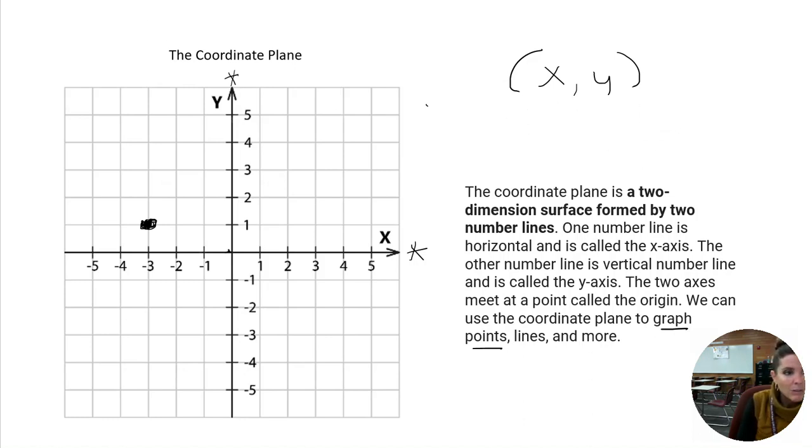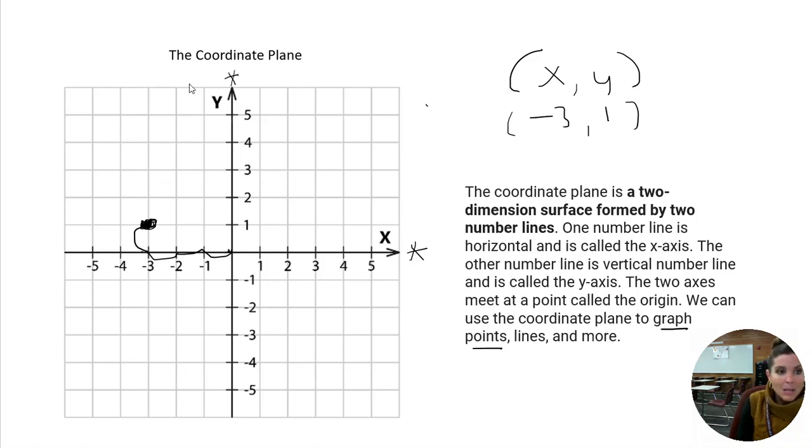Okay, so from the origin to get to this point right here, we'd have to move 1, 2, 3 to the left. So that means we have to go on the x-axis, -3. And then from the -3, we move up 1. So on the y-axis, we're moving up to 1. So the location of this point right here would be (-3, 1). To the left 3, up 1.